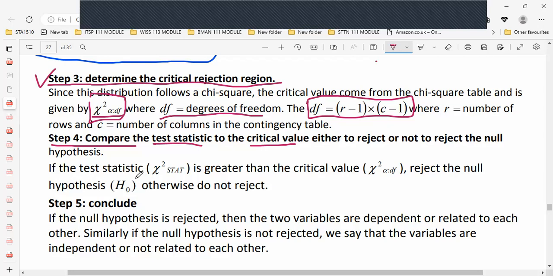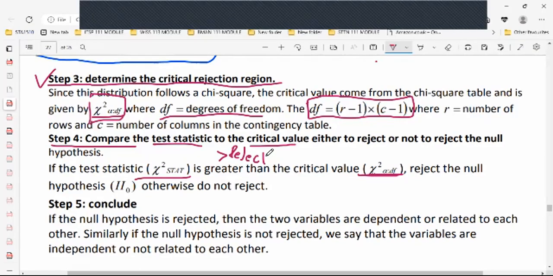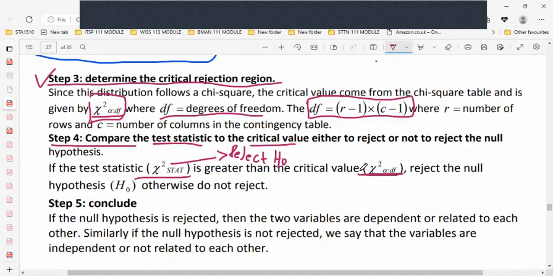If the test statistic, chi-squared stat, is greater than the critical value, what do we do? We reject. We reject what? H0. If this one here is greater than this one, we reject H0.